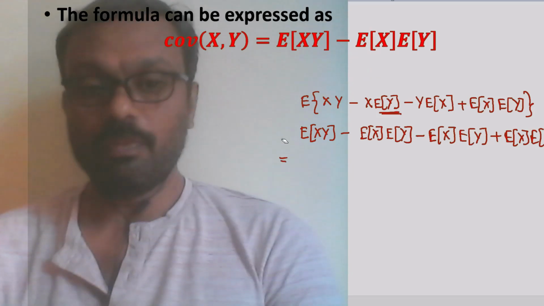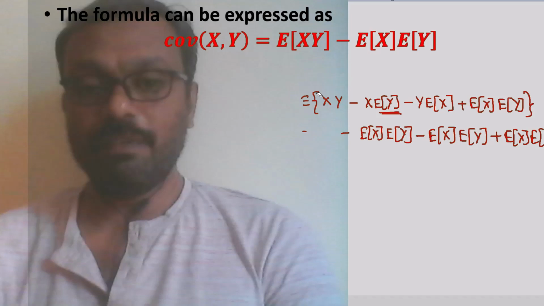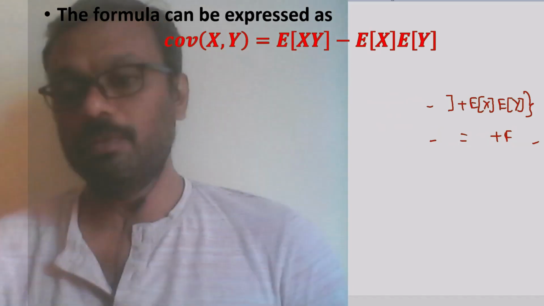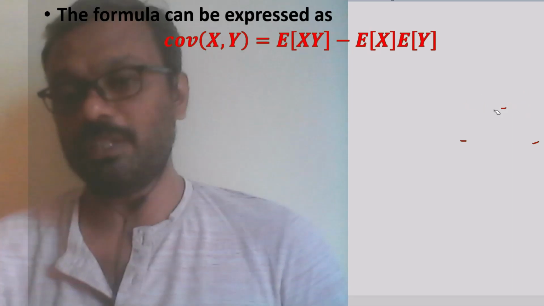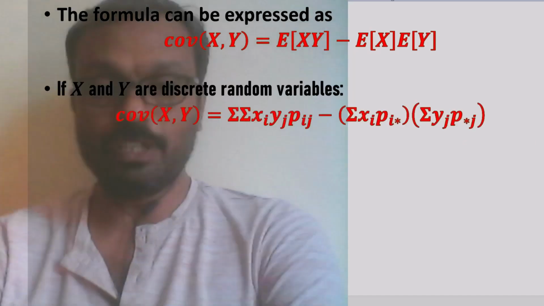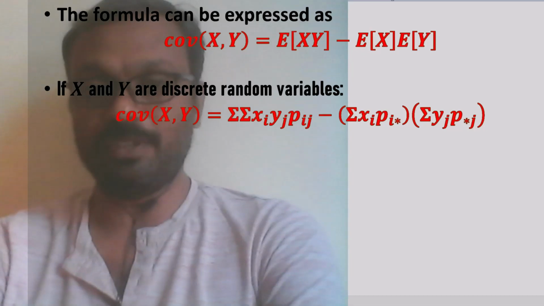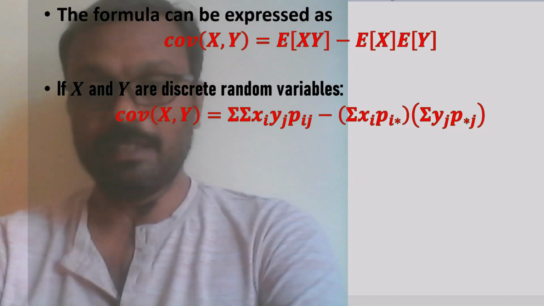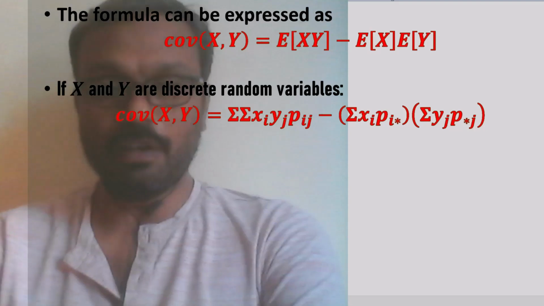Now suppose we are given the joint distribution of two random variables x and y, then how will you compute the covariance? What will be the equivalent definition? The expectation of xy when the joint distribution is known is double summation xi yj into pij, and the expectation of x is nothing but sigma xi into marginal probability distribution of x, and the expectation of y is sigma y into marginal distribution of y.